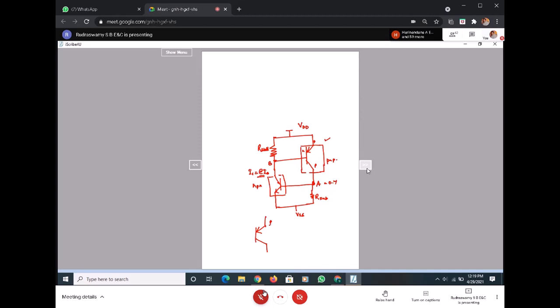P, N, and P. And P is connected to what? VDD. If I assume VDD to be something like 3 volts, now tell me what should be the base voltage here in order for the base current to exist? It is a PNP transistor and your emitter is connected to VDD, and I am giving VDD to be somewhere around 3 volts.